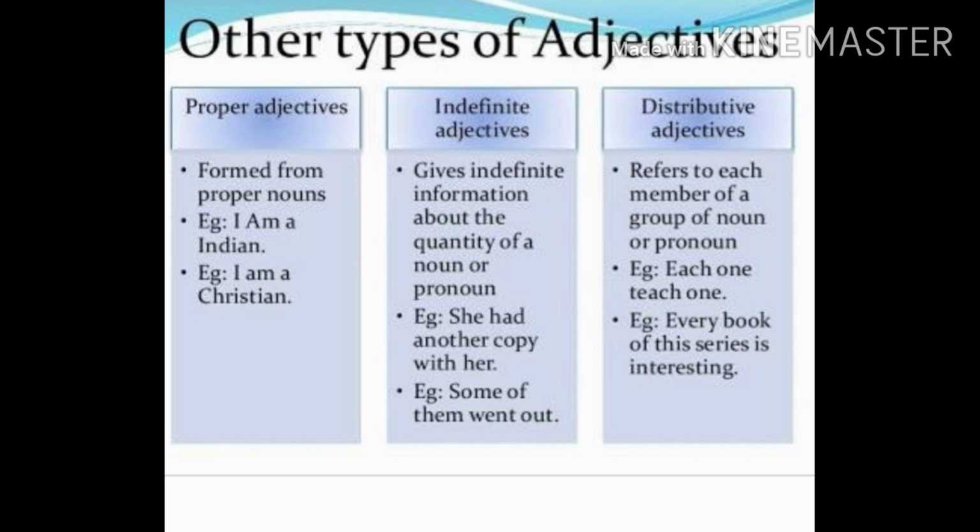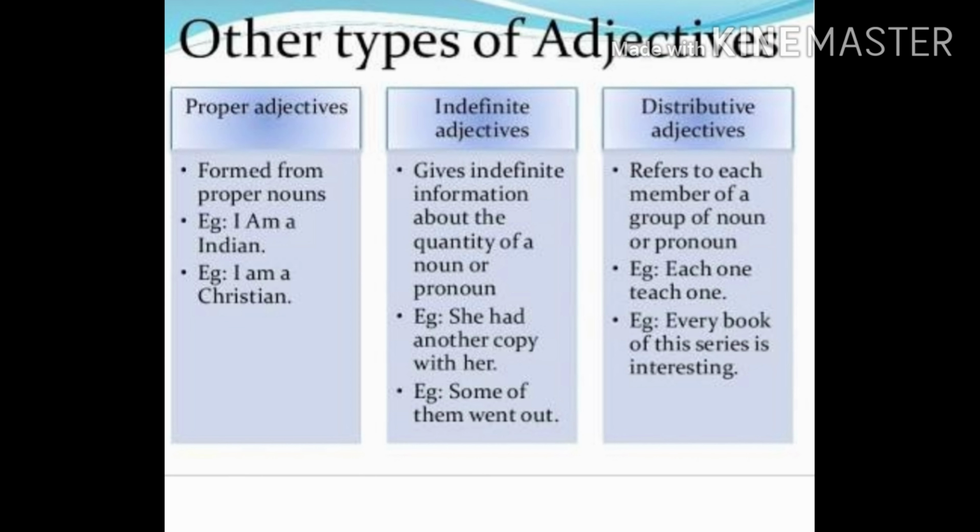Second are indefinite adjectives. Indefinite adjectives give indefinite information about the quantity of a noun or pronoun. Example: She had another copy with her. Some of them went out. In the above sentences, some and another are indefinite adjectives.